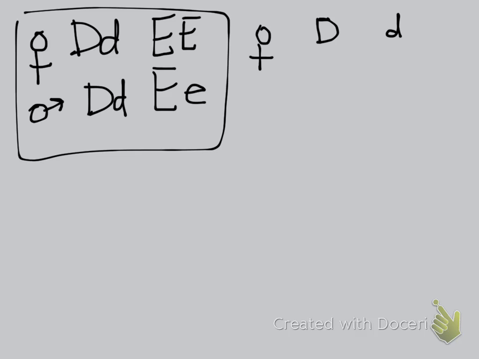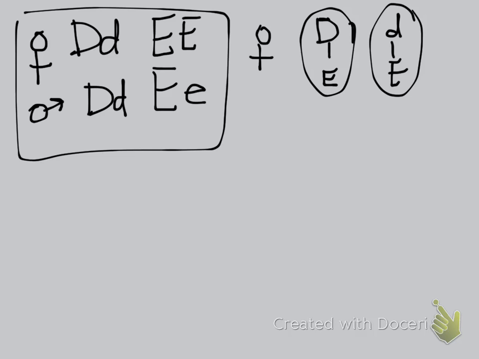And every egg she makes with a big D could get what for ear size? Big E, no other options. And every egg that she makes with a little d could get what? Big E, no other options. So mom only has 2 gamete types. Those are the only gametes that mom can produce.